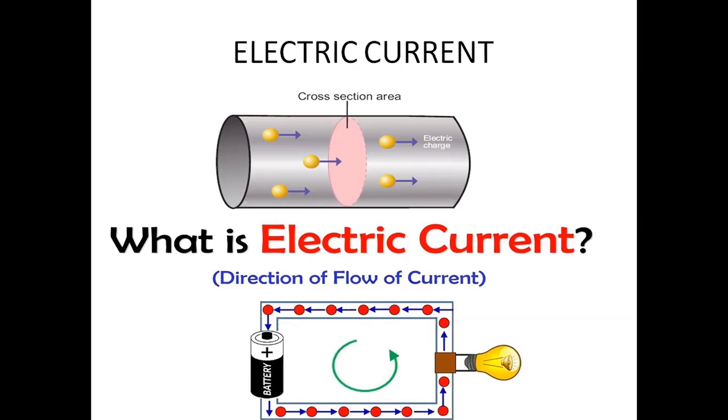Cross section area, the yellow dots are electric charges. So what is electric current? The flow of electric charges constitutes an electric current. For an electrical appliance to work, electric current must flow through it.